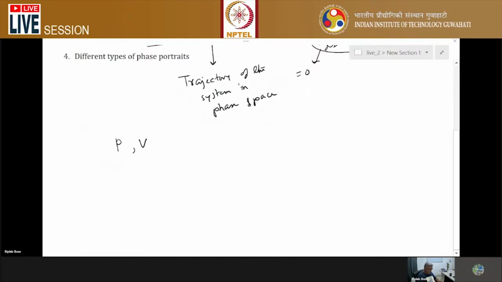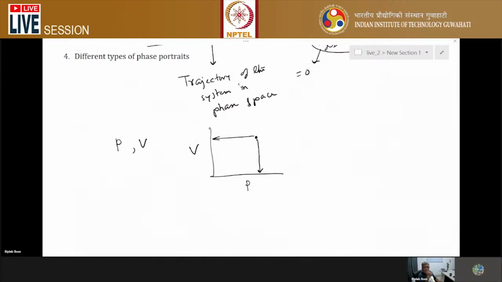Then I can draw a phase plane. It will be a plane because it is two-dimensional. I can plot P versus V, and suppose the balloon is somewhere here. This is the pressure of the balloon, and the volume of the gas is this one. So this is my phase diagram in a way.